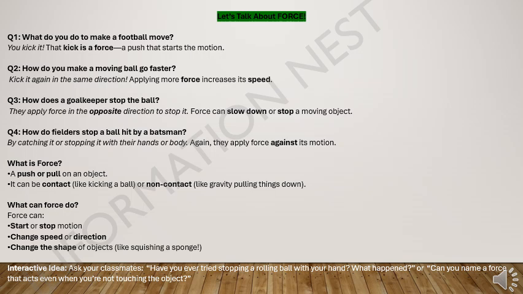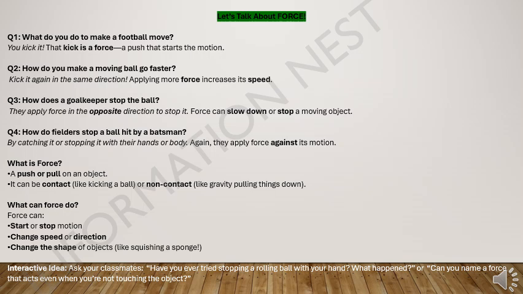Now, let's say the ball is coming toward you. How does a goalkeeper stop it? They apply force in the opposite direction. That's how force can slow down or even stop an object. And in cricket, how do fielders stop a ball hit by the batsman? They catch it or stop it with their hands or body. Again, they use force to stop the ball's motion.